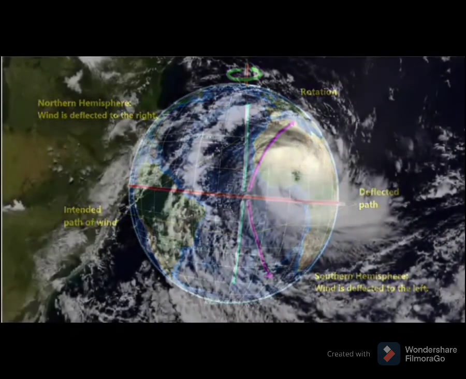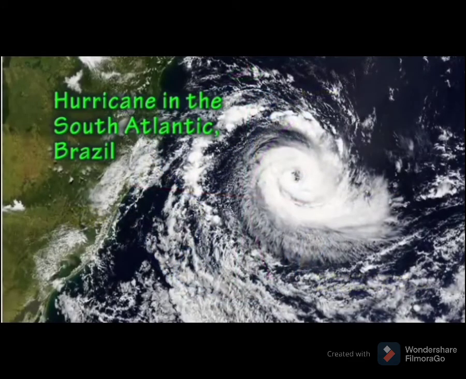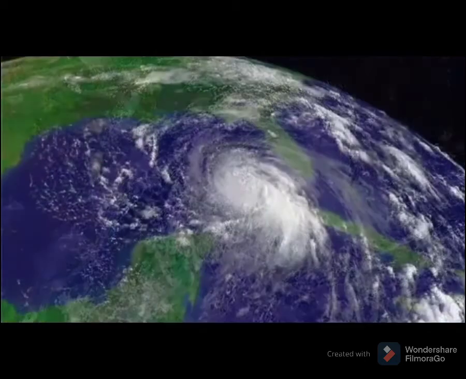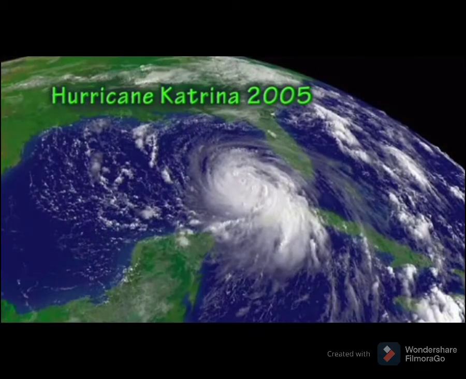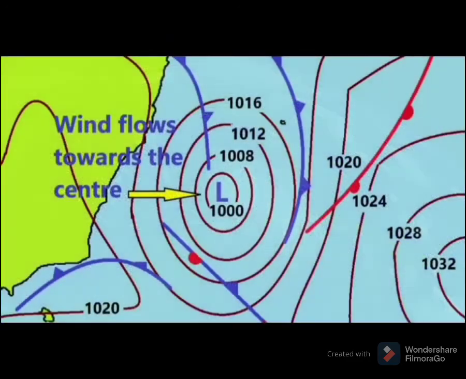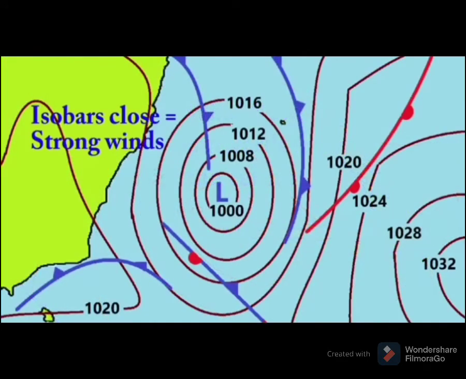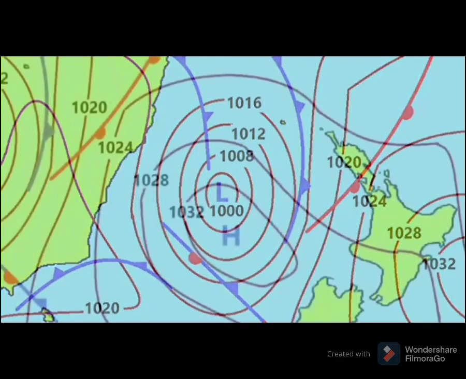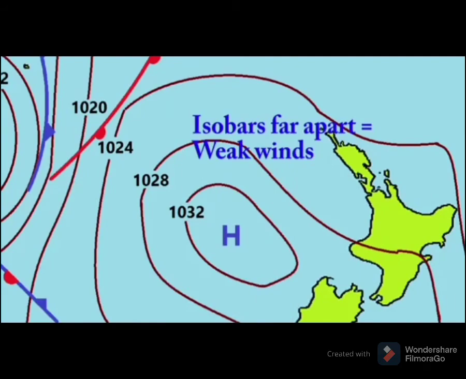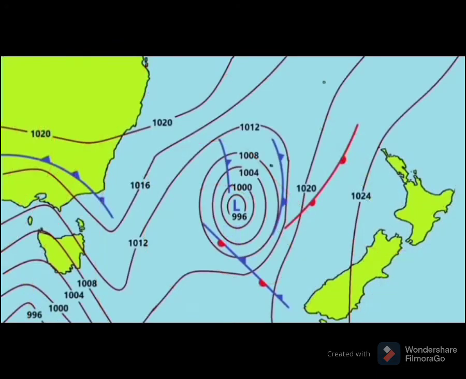Thus, in the southern hemisphere, wind flows clockwise around low pressure systems and anti-clockwise in high pressure systems. In the northern hemisphere, wind flows anti-clockwise around low pressure systems and clockwise around high pressure systems. Generally, wind flows towards the center of a low pressure system and away from high pressure systems. When isobars are close together, wind is strong. When isobars are far apart, wind is weak. Now, it's time for you to see a weather map and see if you can interpret them.